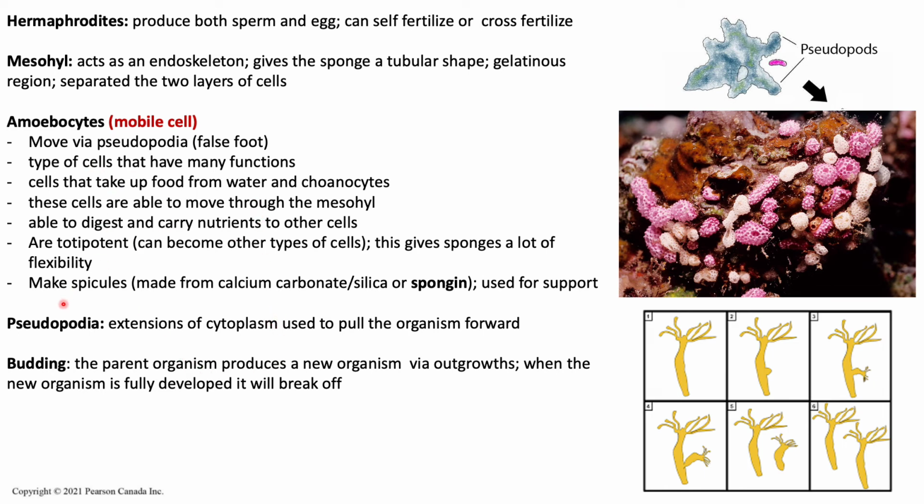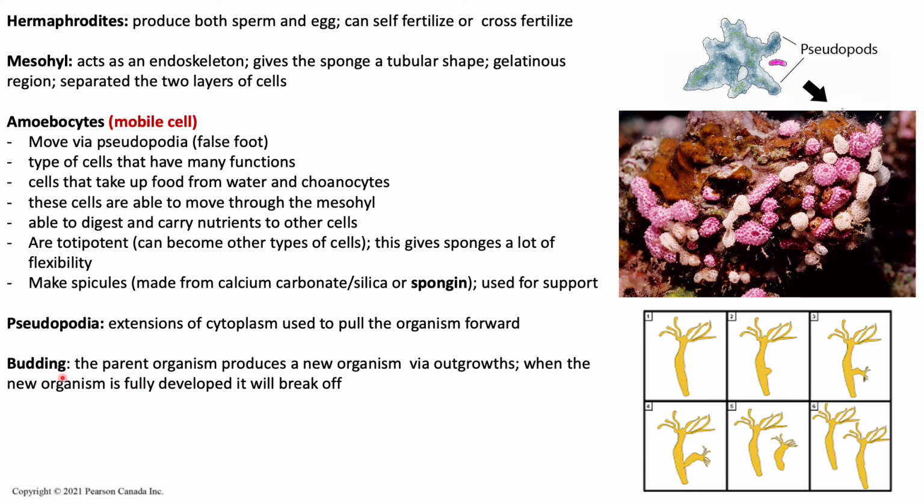The amoebocyte also makes spicules from calcium carbonate or silica, and these are used for support for the sponge. We discussed the pseudopodia already. They're extensions of cytoplasm used to pull the organism forward. And so we can see these cytoplasmic extensions coming out and engulfing this food particle over here.